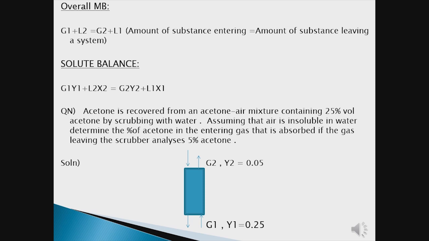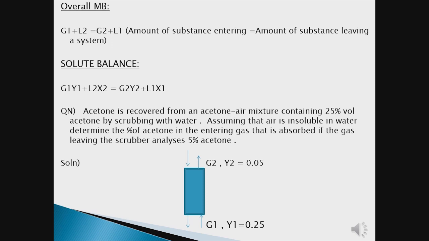Discussing a problem on this topic: acetone is recovered from a mixture containing 25% volume acetone by scrubbing with water. Assuming that air is insoluble in water, determine the percentage of acetone in the entering gas that is absorbed if the gas leaving the scrubber analyzes 5% acetone. Okay, so here the solute is acetone, and as we know the procedure for doing a material balance problem, always first represent it schematically.